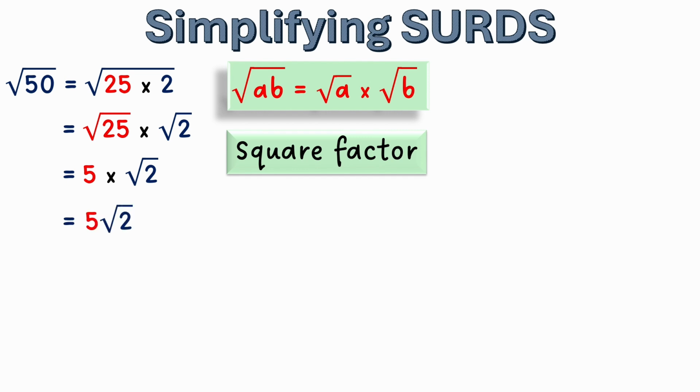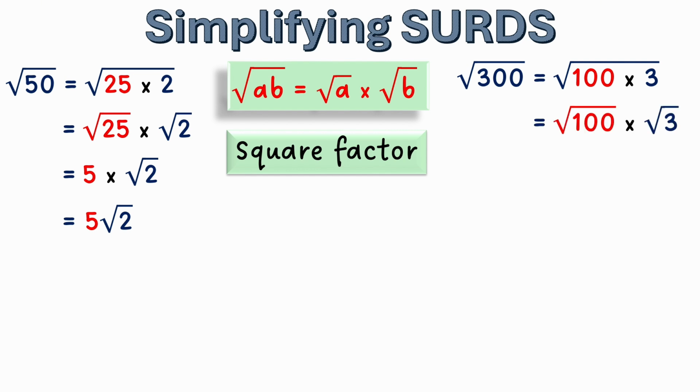Another example, square root of 300. Look for a square factor of 300. The square factor of 300 is 100. So we can write square root of 300 as square root of 100 multiplied by 3, which can then be split into square root of 100 and square root of 3. Square root of 100 equals 10, so the simplified answer is 10 square root 3.